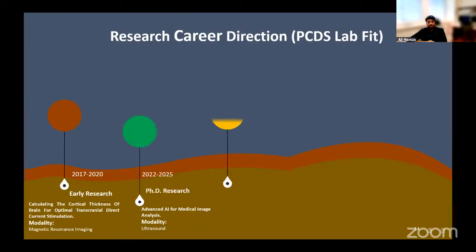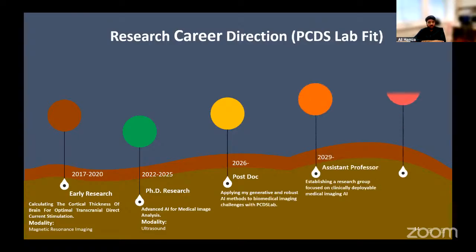I started my research in my master's in electrical engineering in Pakistan, where I used MRI to find the cortical thickness to optimize the transcranial direct current stimulation technique. Then I used ultrasound for detecting breast cancer. Until 2026, if I get the postdoc, I will apply my knowledge and try to implement it on the given data sets or opportunities in your lab.